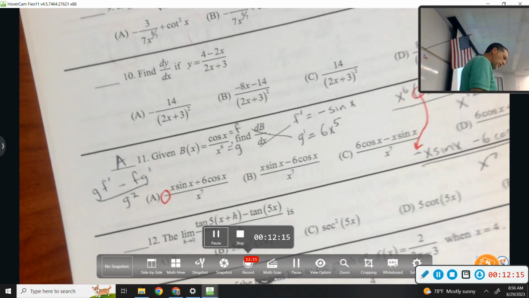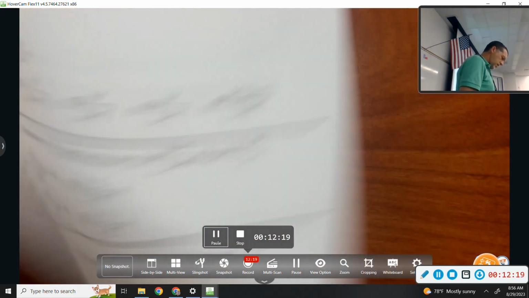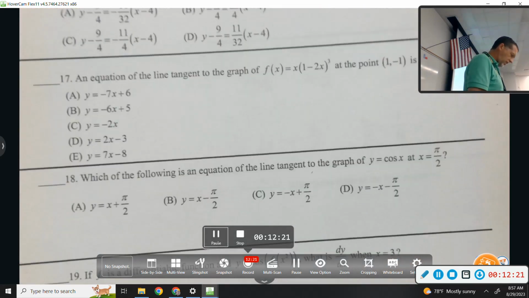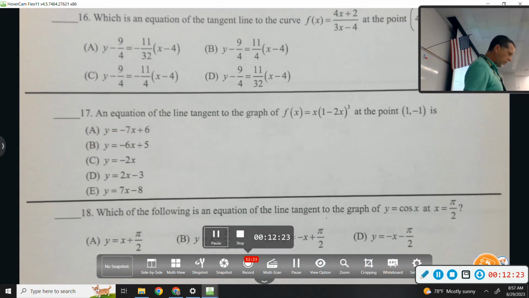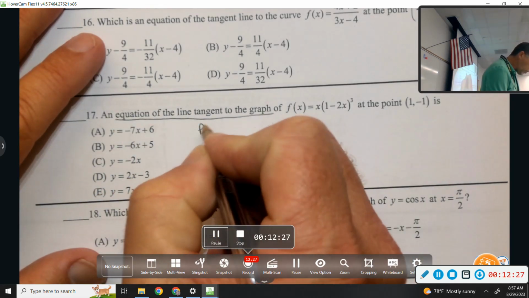Uh, 12 is like it as well. 14, 17. An equation of the line tangent to the graph. So I need point and slope.